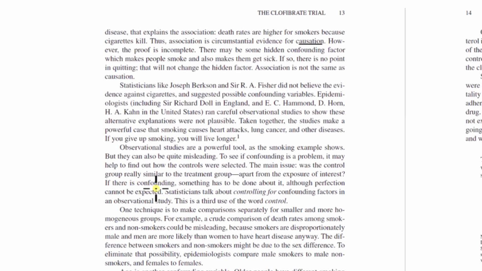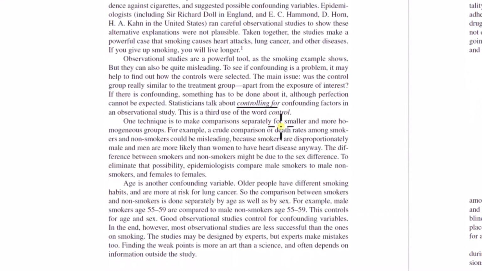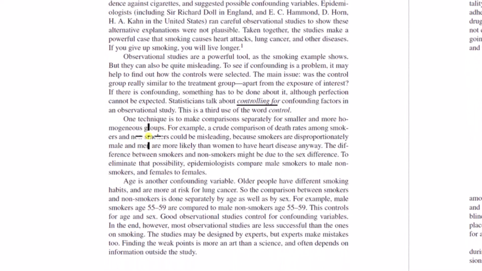And if there is confounding, then you have to correct for that confounding. And this is an observational study. Statisticians talk about controlling for confounding factors in an observational study. One technique is to make comparisons separately for smaller and more homogeneous groups.